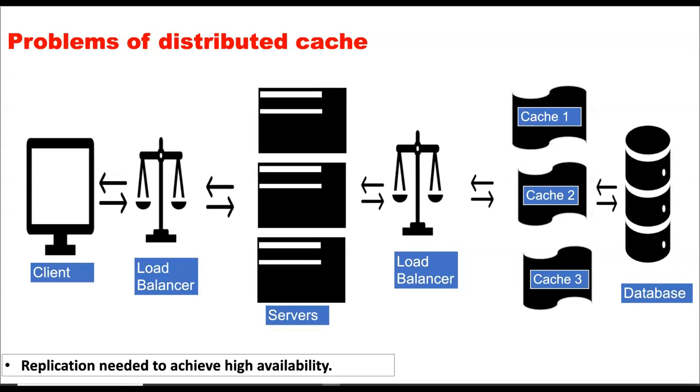Only one problem with the distributed cache is that to achieve high availability, we need to implement replication. High availability is very important when you are going to build mission critical applications. So using a replication strategy, we can achieve high availability in distributed cache.